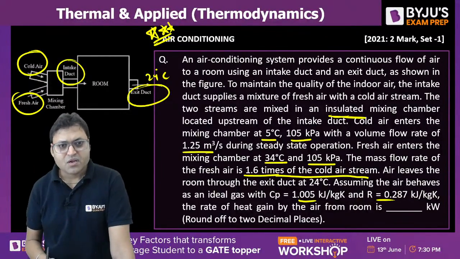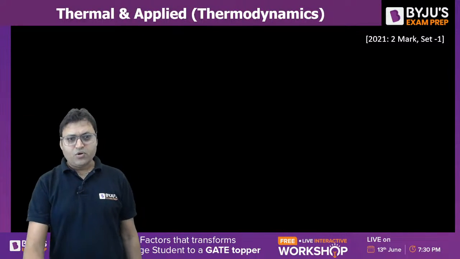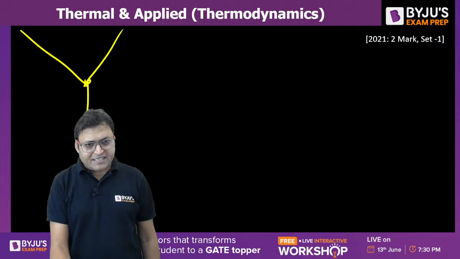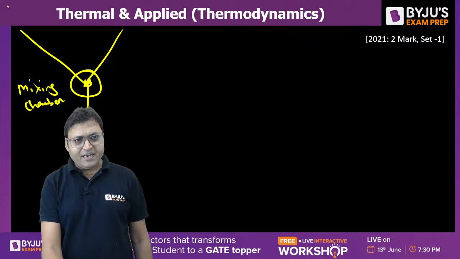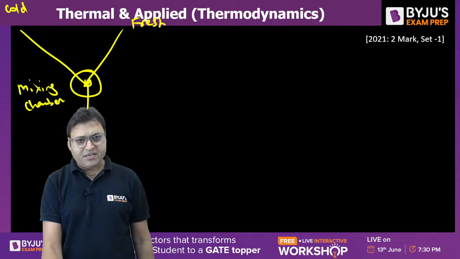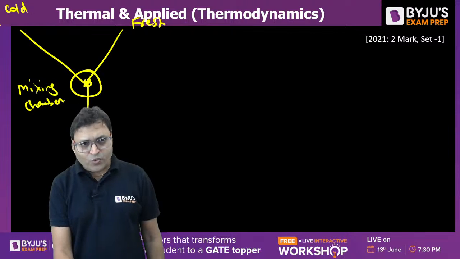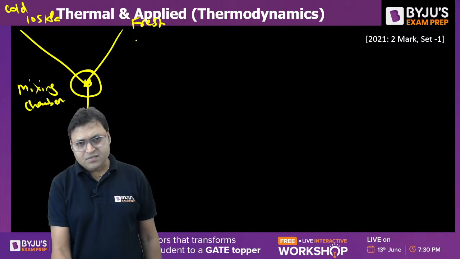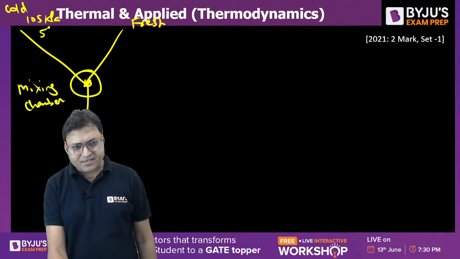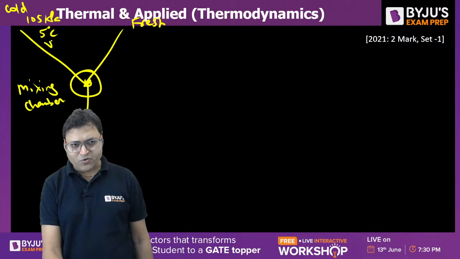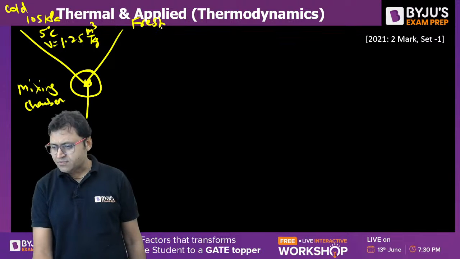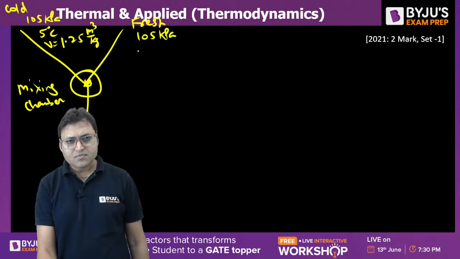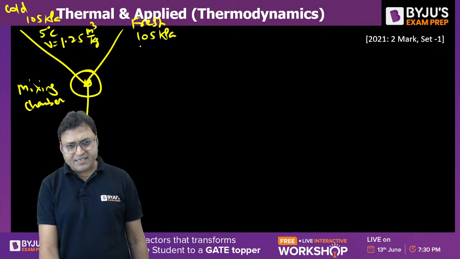Now, if I draw the diagram like this, this is our mixing chamber. Here it is the cold air, and here it is the fresh air. The cold air is entering at 105 kilopascal and a temperature of 5 degrees Celsius, with a specific volume of 1.25 meter cube per kg. And the fresh air is entering at a pressure of 105 kilopascal and a temperature of 34 degrees Celsius.